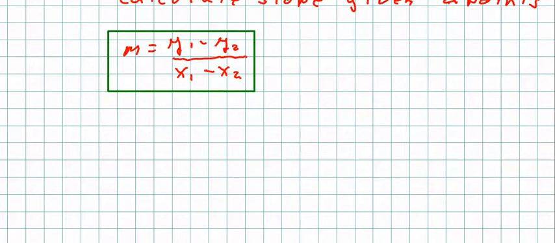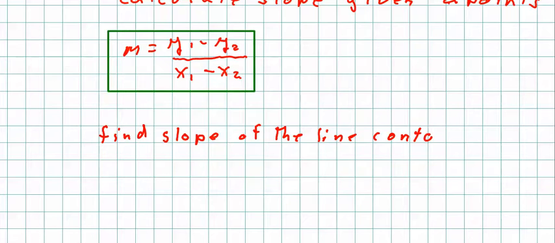All right, let's find the slope between 2 points. Find the slope of the line containing the points (3, -7) and (5, -2).